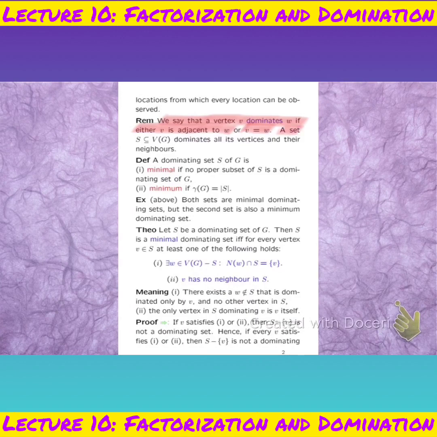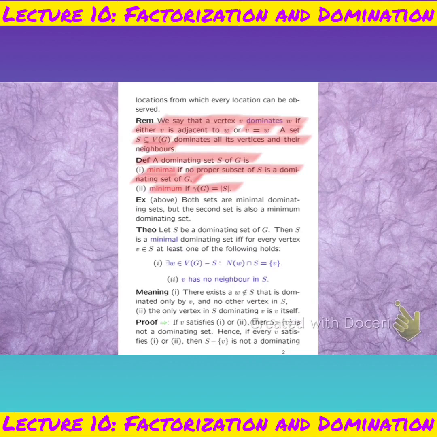So a set in the vertex set of G dominates all its vertices and their neighbors. Then a dominating set S of G is minimal if no proper subset of S is a dominating set of G. In other words, I can't throw any vertices in my dominating set away. As soon as I throw one vertex away, or one or more, the set loses its domination property. And if the set has the smallest possible cardinality, it's equal to the domination number.